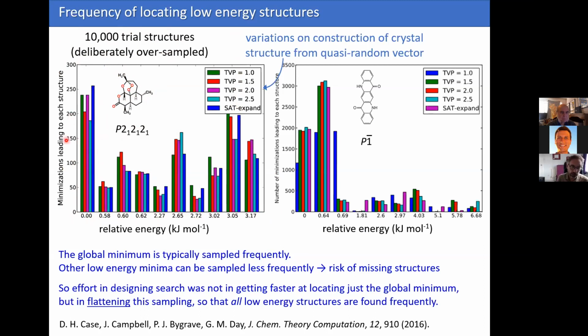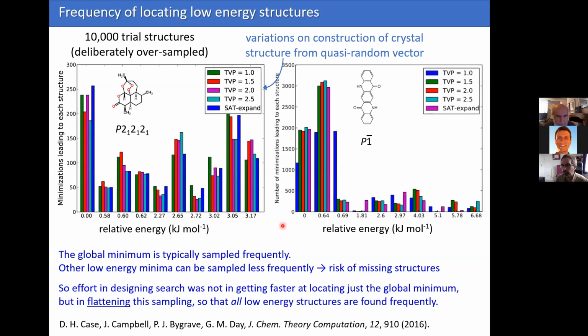What you can see again is that the global minimum is found very frequently. But the frequency that we hit these structures varies from structure to structure. The next lowest energy structure, which is only just over half a kilojoule per mole above the global minimum, that's a very small amount of energy, is hit a lot less frequently.